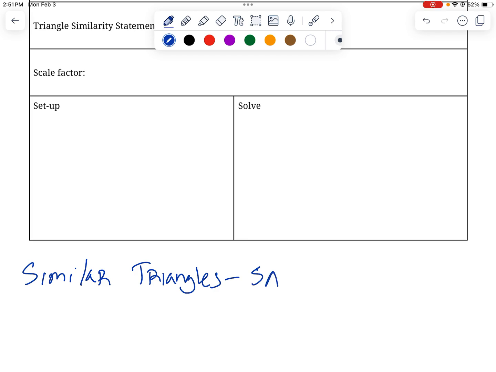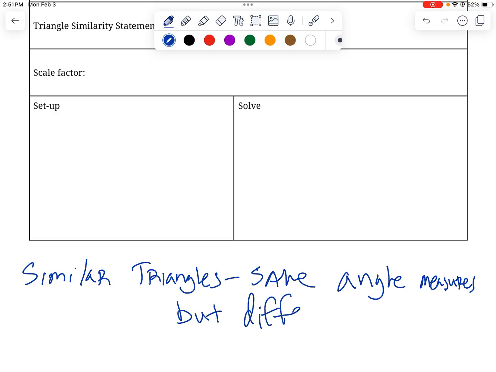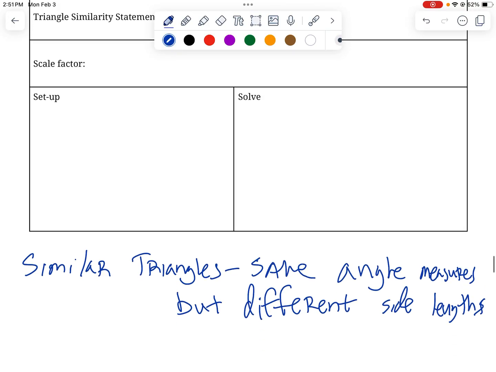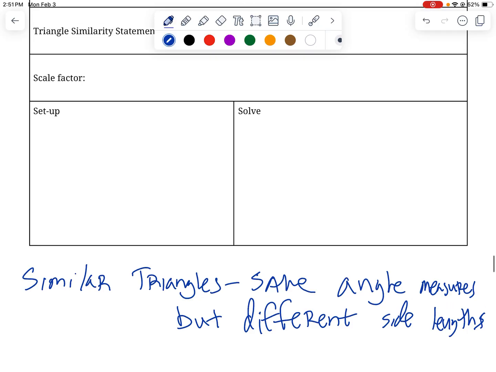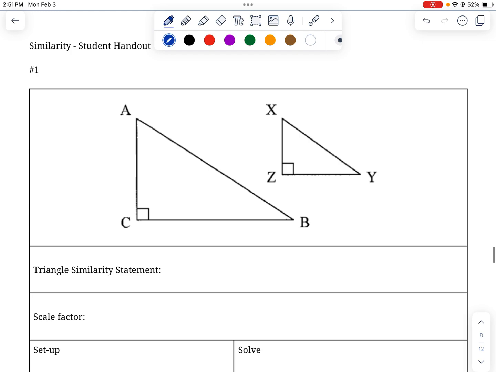triangles with the same angle measures but different side lengths. Their side lengths, though, are related. They are related, but they are not equal. They're not congruent. There is a relation between the two of them.